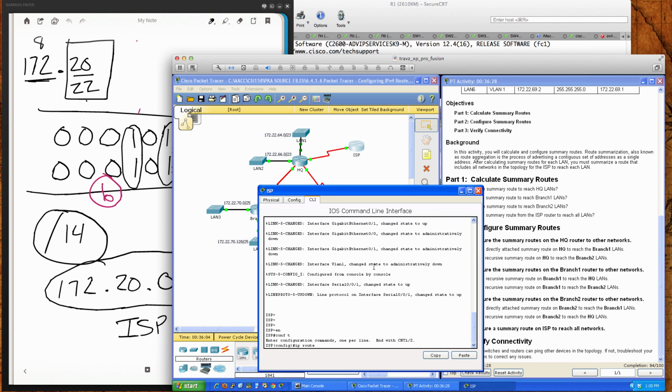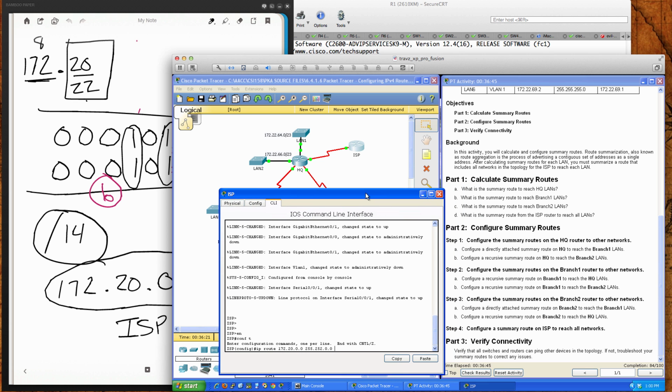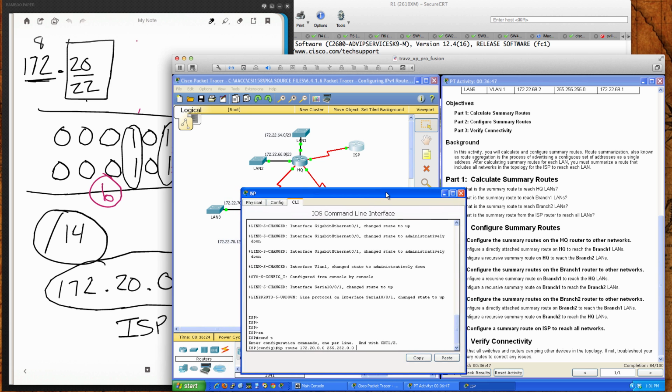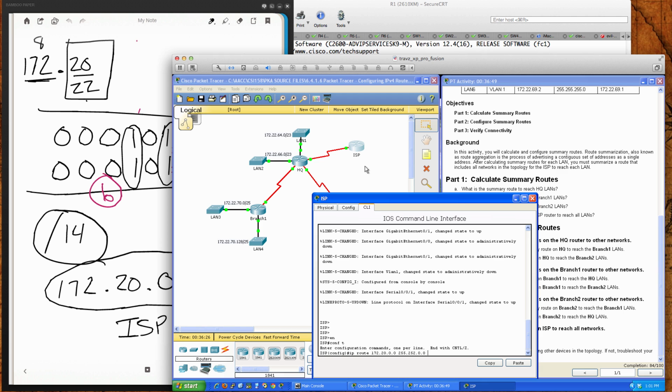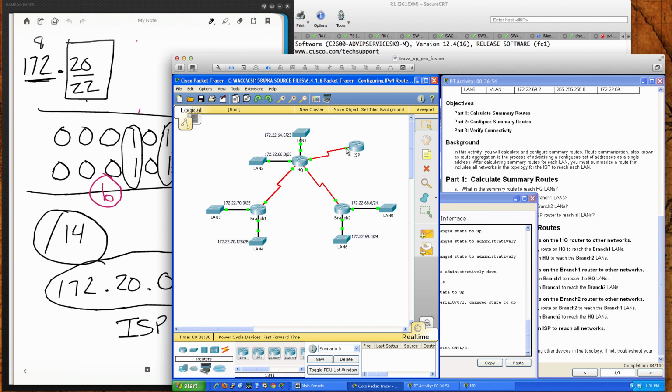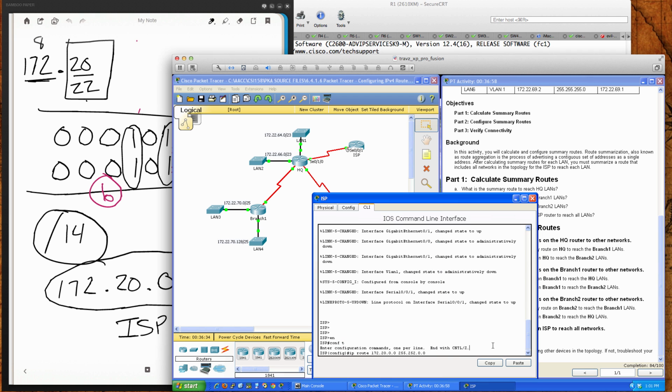So ip route to get to 172.20.0.0, and then we're going to do a /14. So that would be 255.252.0.0. It says a summary route. Is it directly connected? It just says configure a summary route on the ISP to reach all networks, so it doesn't tell us if it should be directly attached or recursive. So we'll use directly attached, and we'll see what we get.